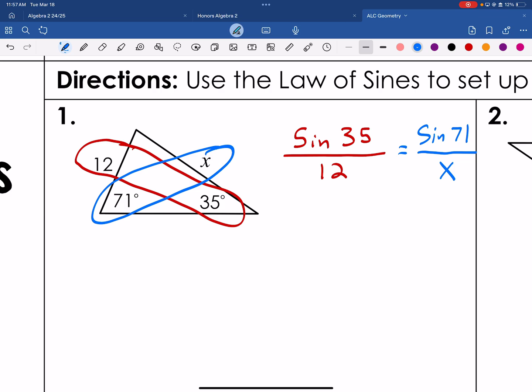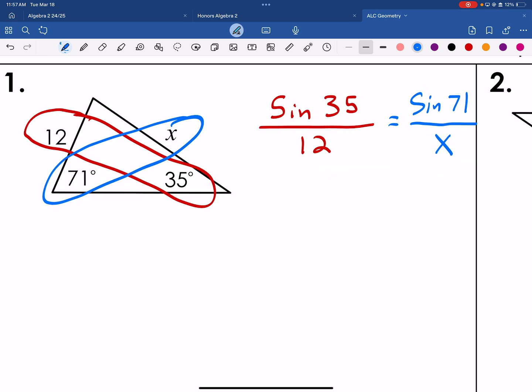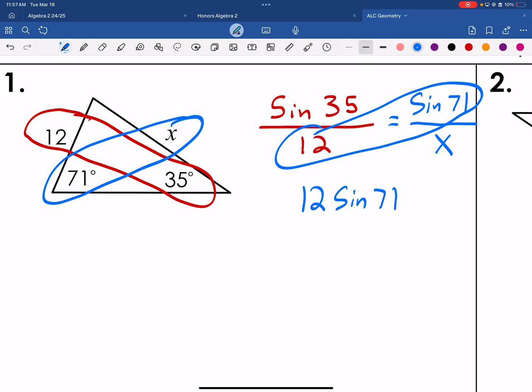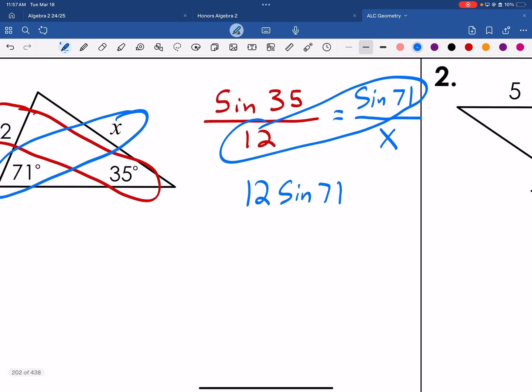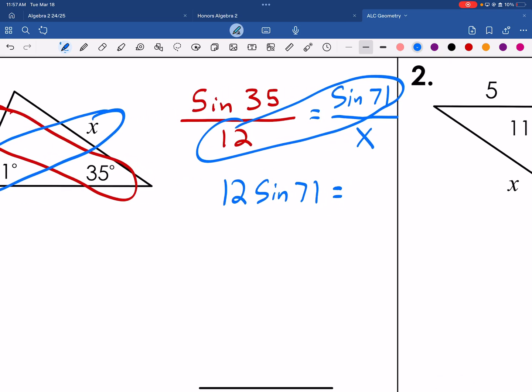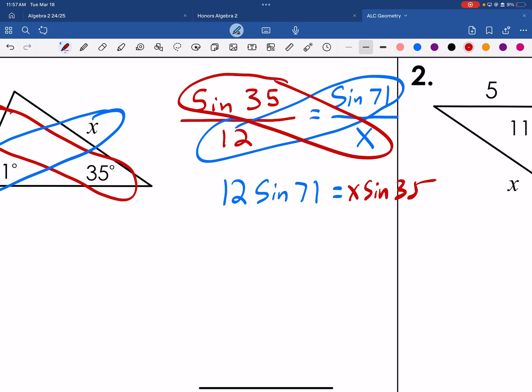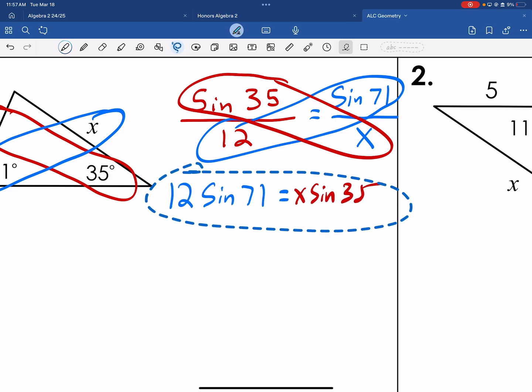And we know how to solve proportions. We do the cross products. So I'm going to take 12 times the sine of 71. I don't know what that is. It's just a number. We'll use our calculator in a minute. That's going to equal x times the sine of 35. I'm going to move this over so it's easier to see.